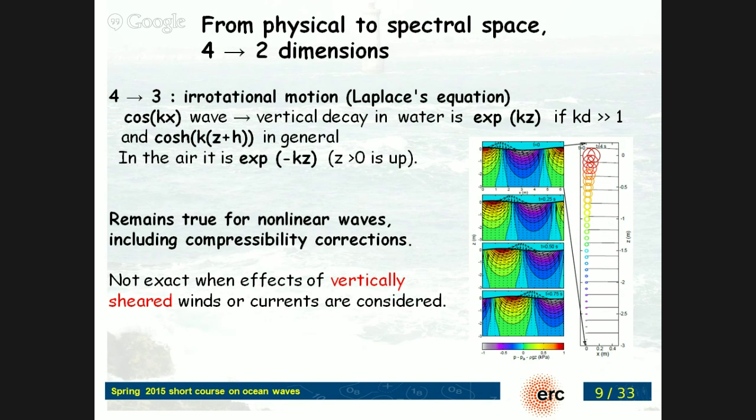Okay. It actually happens to be the case also when you look at compressibility correction. So if you look at acoustic waves driven by ocean waves, the same thing happens, because it's not exactly Laplace, you have the retarded potential, but it's essentially the same spatial structure. But it's not true when you have vertical shear in the winds or the currents. And so that's important if you're looking at how the waves are driven by the wind. And that's important also if you have shear current in the water column, that you have deviation from the exponential.